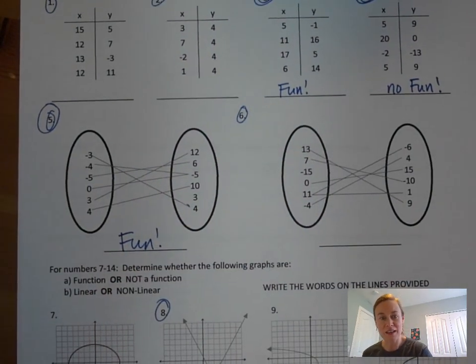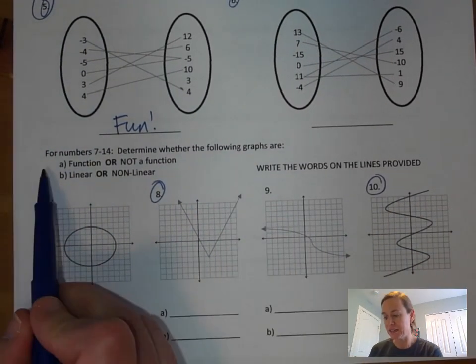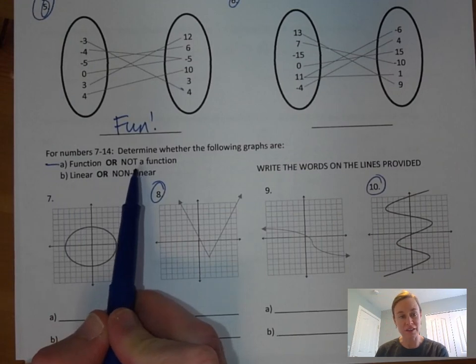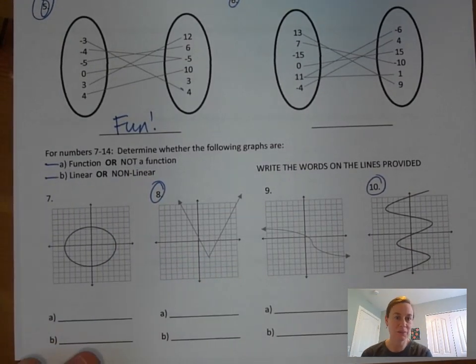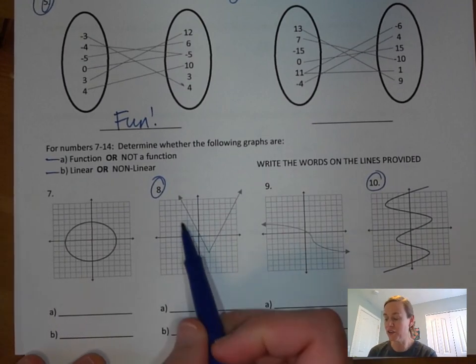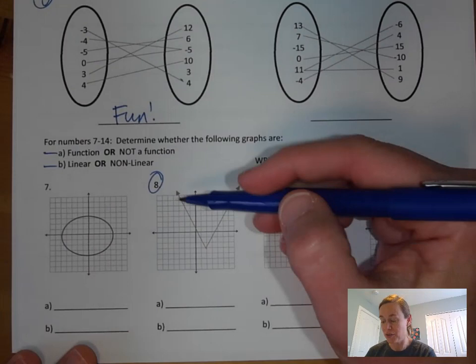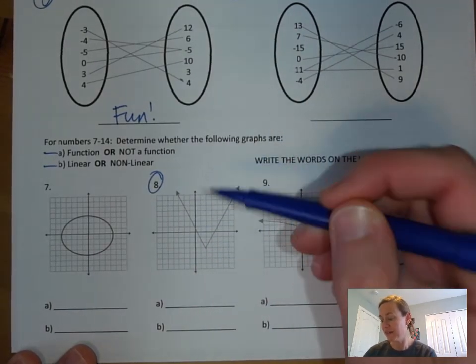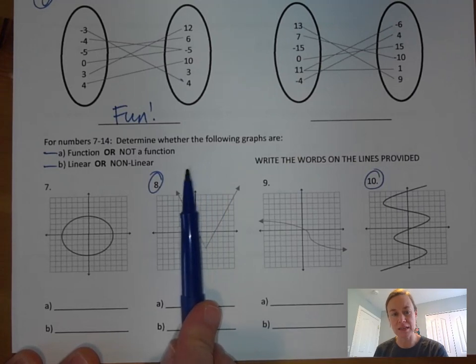Let's take a look now at number 8. So in this section, we're trying to say whether it's function or not a function. And we're trying to say whether it's linear or nonlinear. Okay, so function or not a function, that's where we're going to use our vertical line test. So you can draw lines straight down through the graph, or you can set your pencil down, whichever way you want to do it. I'm just setting my pen down right now.